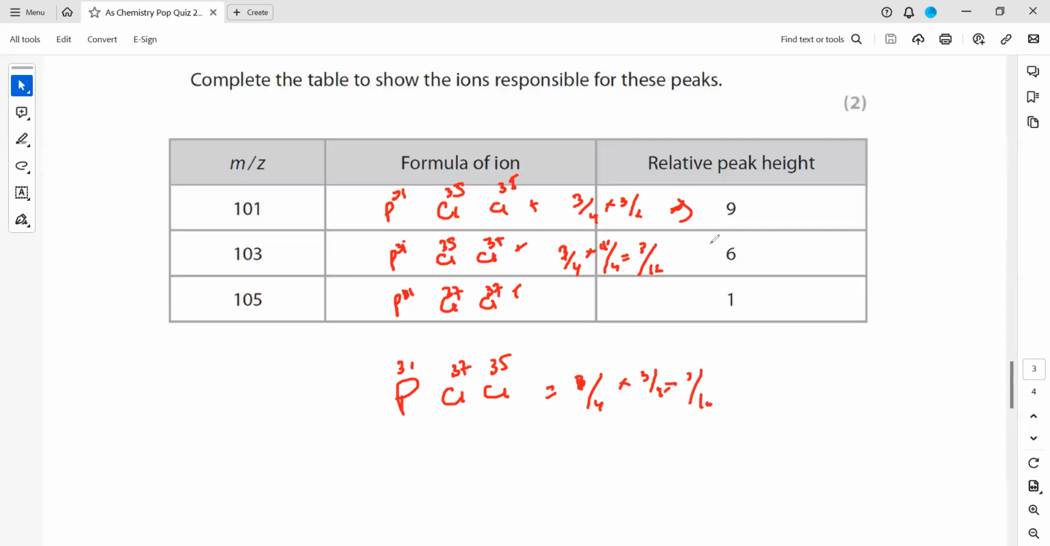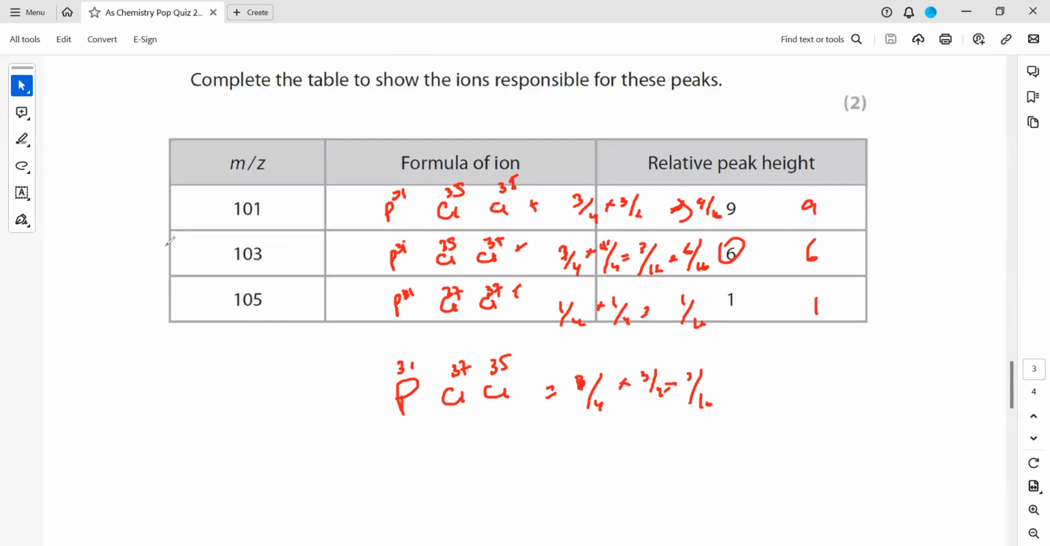So when we sum them, we will get 6 by 16. This will be 6 by 16, this will be 9 by 16, and this is 1 by 4 into 1 by 4, so we get 1 by 16. So when we take the simplest ratio, it will be 9, 6, and 1. Why is this one coming out as 6?